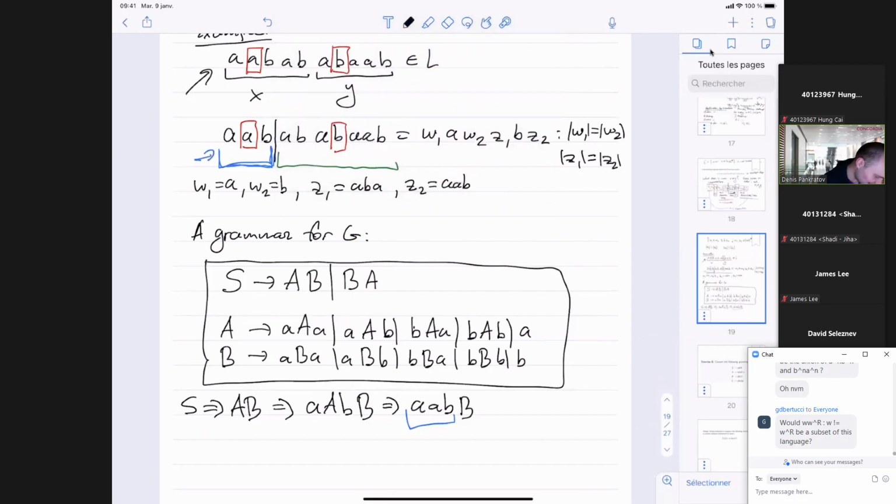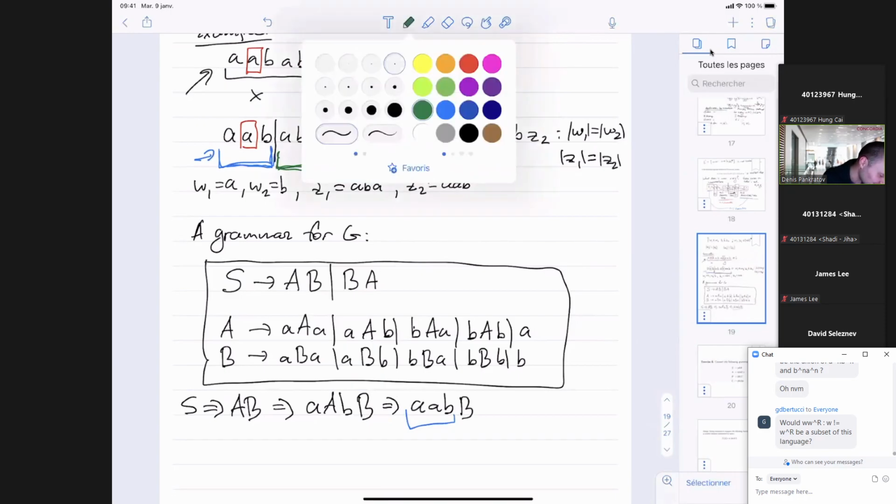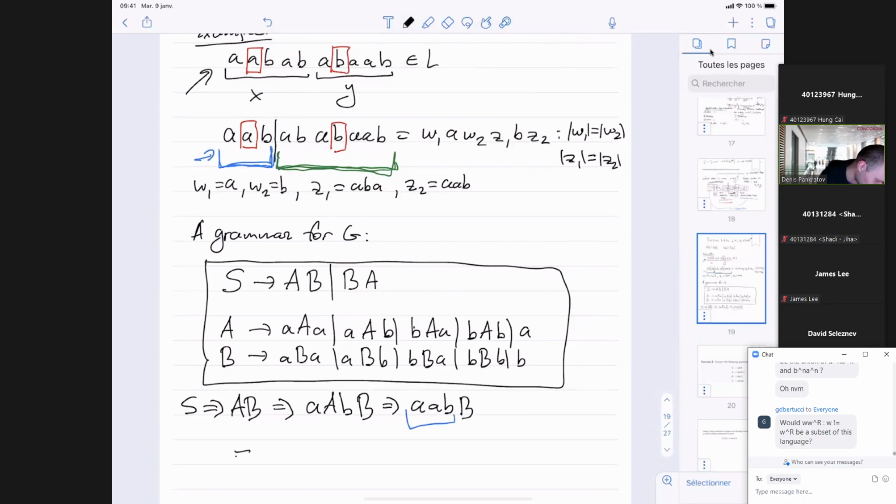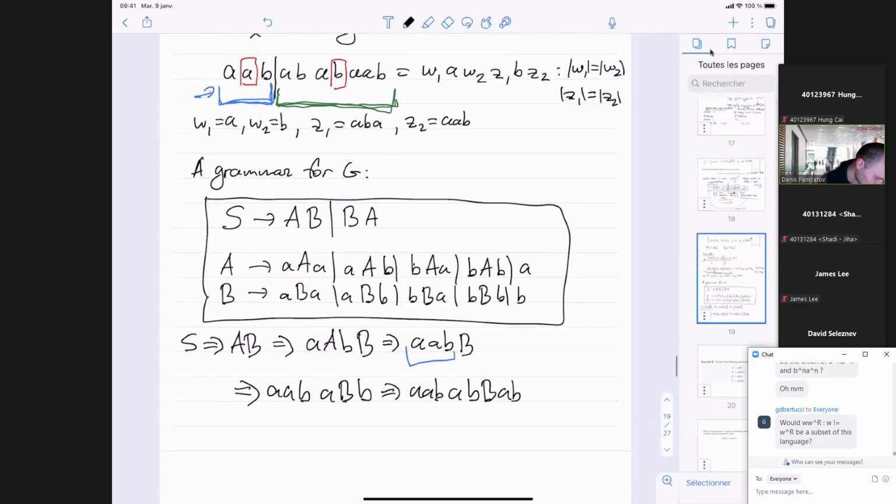So afterwards, I need to generate the B portion. And how do I generate the B portion? Well, I look at what characters I need to be surrounding the middle B with. I need to surround the middle B with A on the left, B on the right. So we have A, B, A, B, B. Then I need to surround it with B on the left, A on the right. And then I need to surround it with A on the left, A on the right.